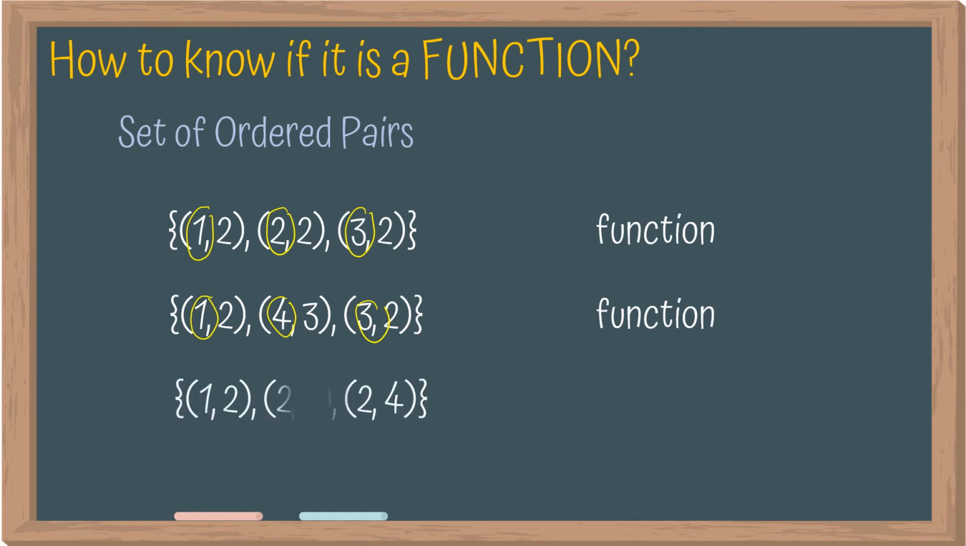Last example, we have here 1, 2, and 2. So what have you observed? In our third example, the value for x, which is 2, was repeated. Naulit siya. So we can say that this set of ordered pairs is not a function.